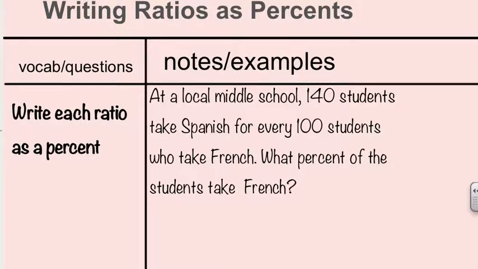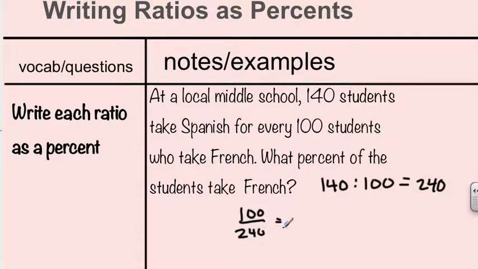So I have a few things here. I know that there are 140 to 100. 140 take Spanish for every 100 who take French. That's a total of 240 students. So if that's 240 students, the question says what percent of the students take French? Well, 100 out of the 240 take French.